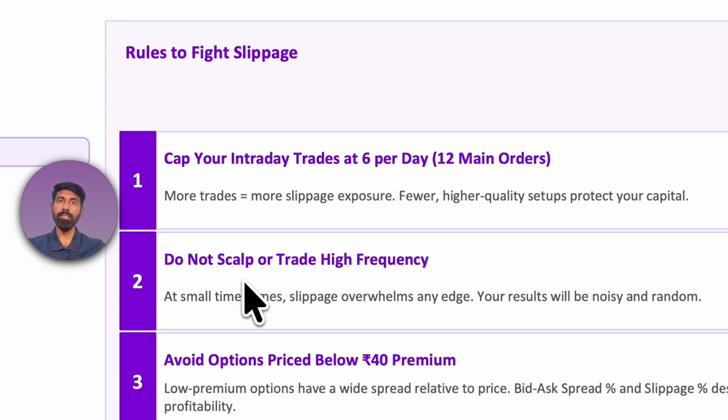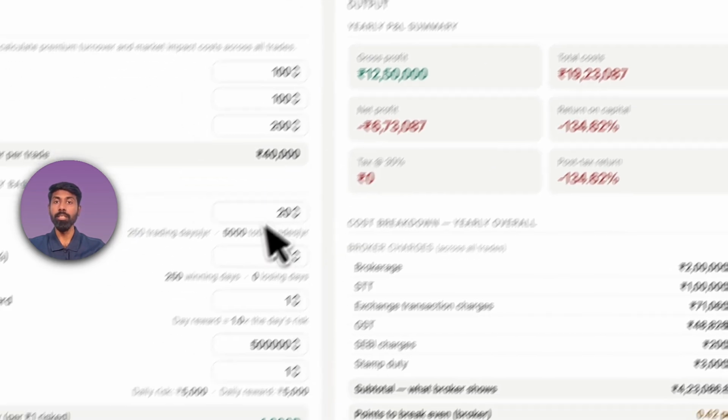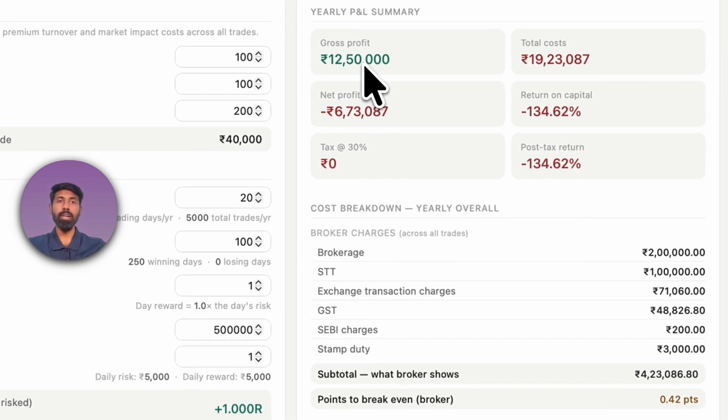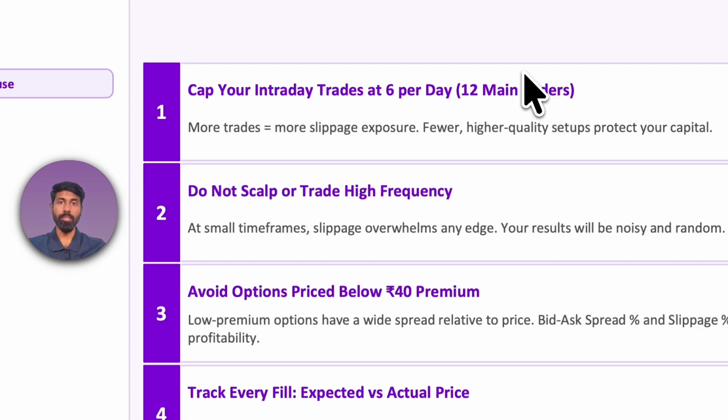Second is completely avoid scalping and high frequency trading. They are absolutely not profitable. At a gross level, they might be profitable. So this is some scalping type of strategy. At a gross level, it is profitable, but at a structural level, it gives you a loss. When you consider bid-ask spread, slippage and brokerage, it will give you a loss.